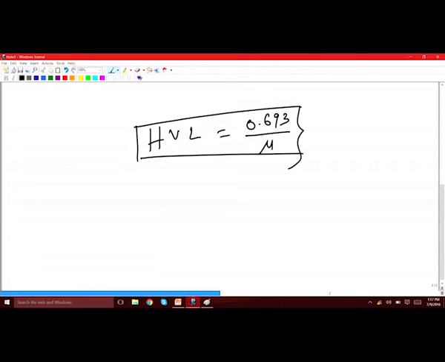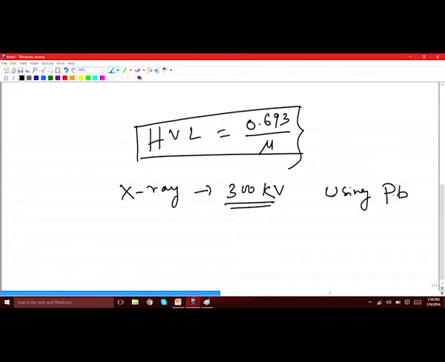Okay. So, let us say I have X-ray energy of 300 kilovolt, and I want to shield this X-ray of this kind of intensities by using lead sheets. Okay. So, here I need to decide what should be the thickness of a lead sheet which can reduce the intensity, let us say by 1000 times.